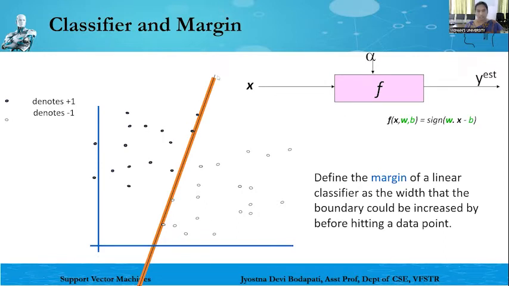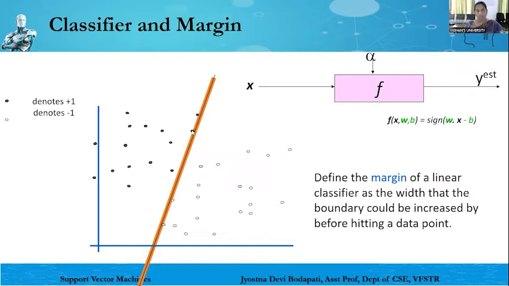But before trying to understand how to get such a boundary, let us try to understand what a margin is. We understand that this black line is the decision boundary between these two classes. When we extend this boundary towards the positive class, before we hit the data point, till here we can extend the boundary, right? So that is the orange line. And towards the negative class, if we extend this boundary till here, we can extend the decision boundary, right?